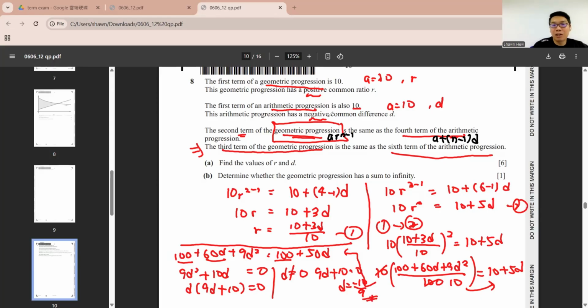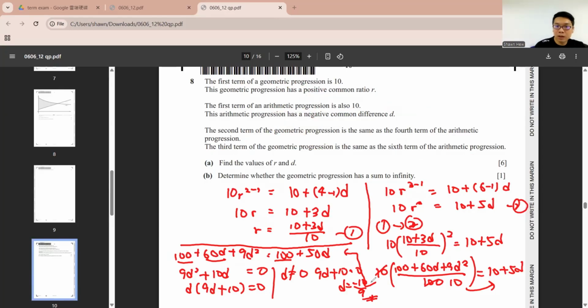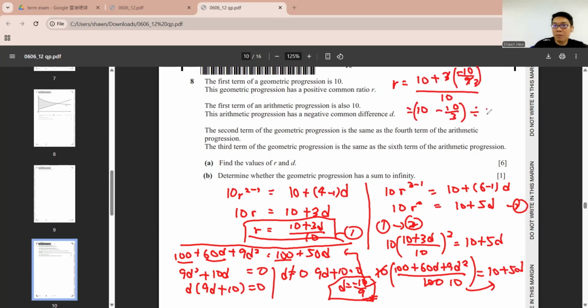They're telling you the negative common difference. So negative 10 over 9 is perfect. We can find our r by using this equation. So r is divided by 10. So it's 2 over 3.